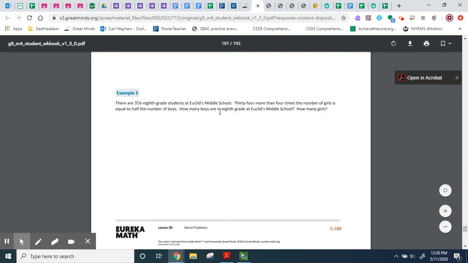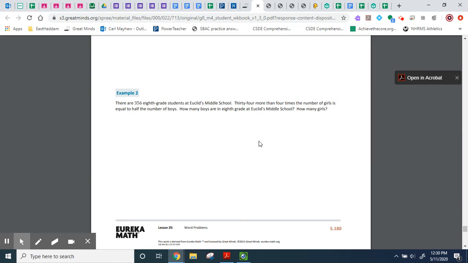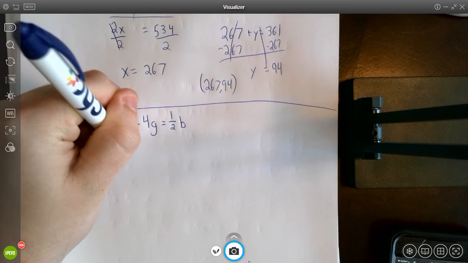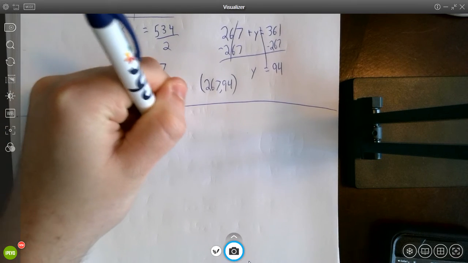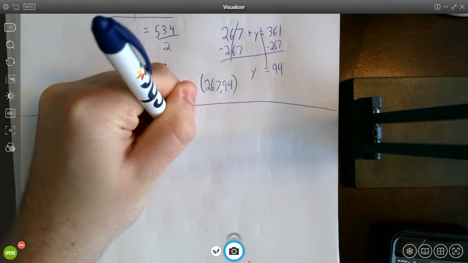How many boys are in 8th grade at Euclid's Middle School, and how many girls? So you'll notice we only have one equation right now, but we actually could have written another equation from the second part that we had there. There are 356 8th grade students, which means that our boys plus our girls has to equal 356. So boys plus girls equals 356.